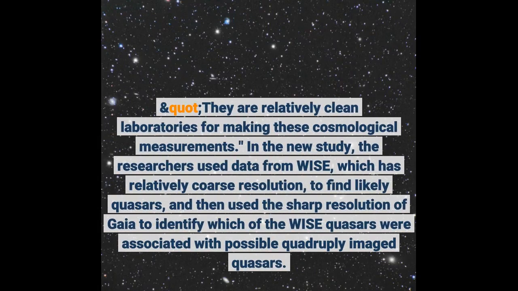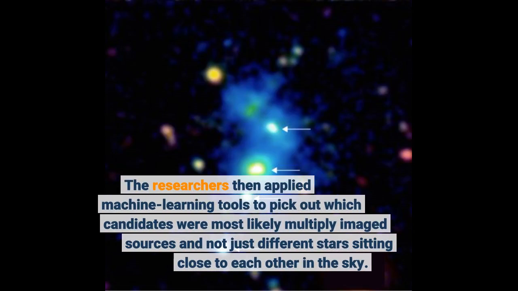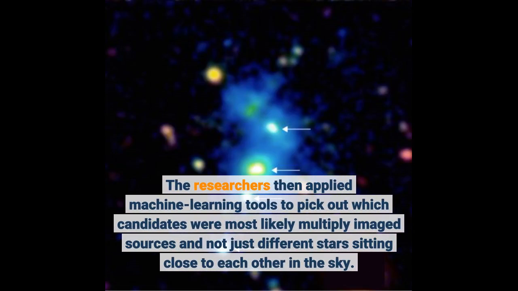In the new study, the researchers used data from WISE, which has relatively coarse resolution, to find likely quasars, and then used the sharp resolution of Gaia to identify which of the WISE quasars were associated. The researchers then applied machine learning tools to pick out which candidates were most likely multiply imaged sources and not just different stars sitting close to each other in the sky.